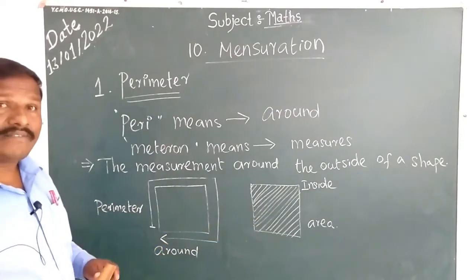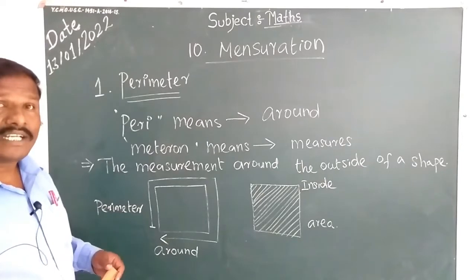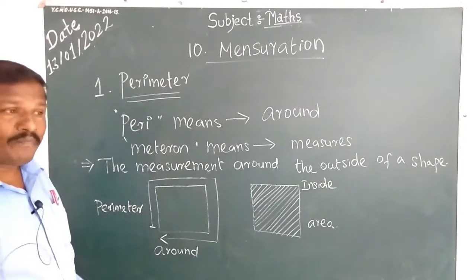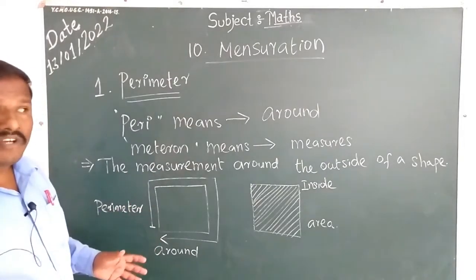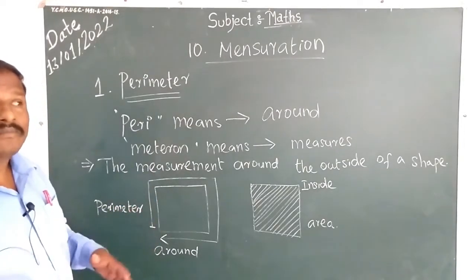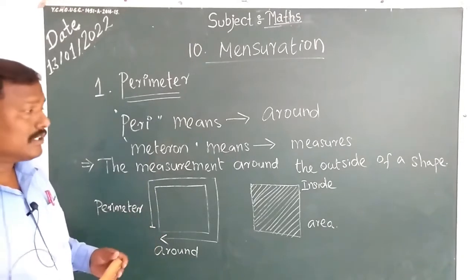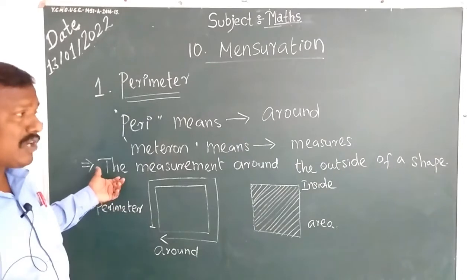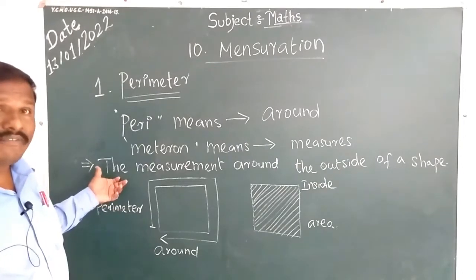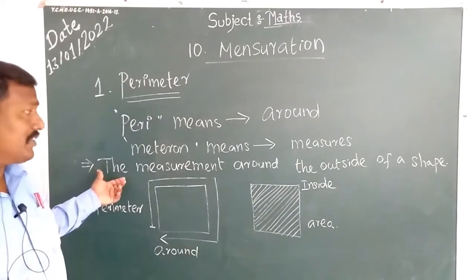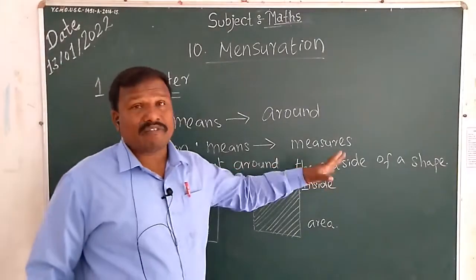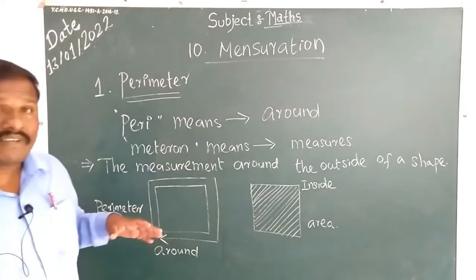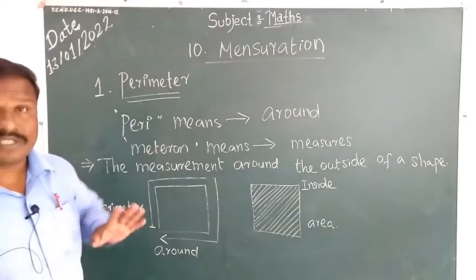Once you understand that, we can calculate the perimeter of the area, the perimeter of the room, the perimeter of the wall, the perimeter of any length. So what is the perimeter? The definition of perimeter is the measurement around the outside of a shape, any shape, maybe rectangle, square, whatever. We have to find the distance around.